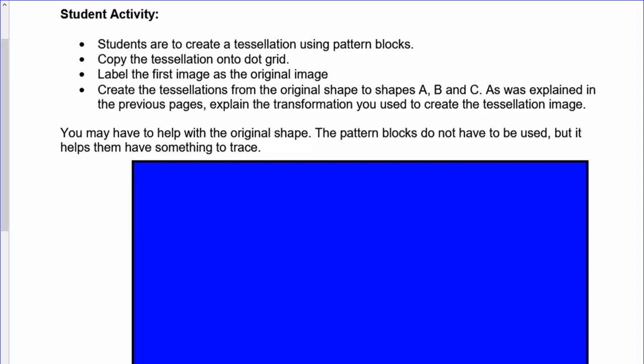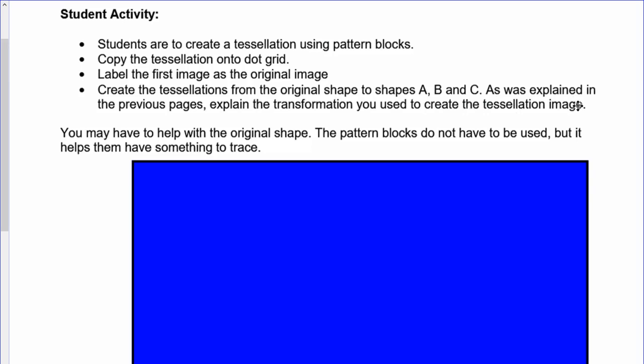It's got to keep the same area so that we have our conservation of area being maintained. You don't have to copy it onto a grid, you can just put it on a blank piece of paper. It's your choice. I need you to do what I did. Label the original one, and then carry out tessellations from this original location to shapes A, B, and C. These are going to be your new locations, as I did previously on the pages up there. And I need you to write the instructions you used to create the tessellation image.